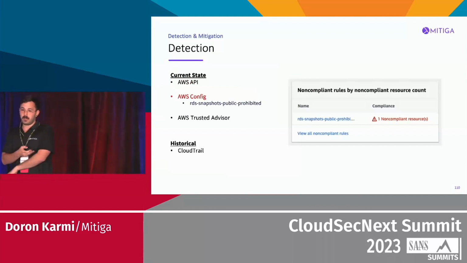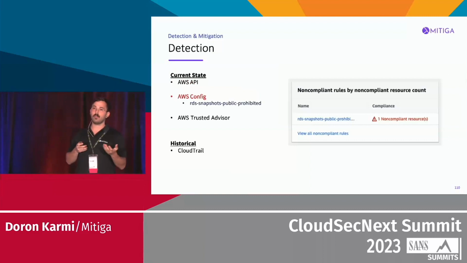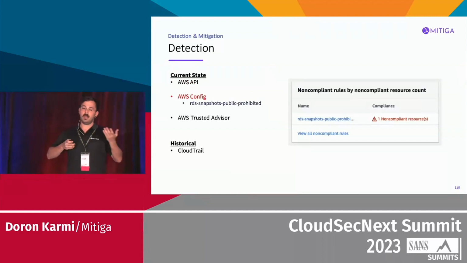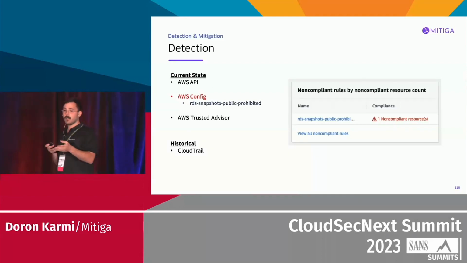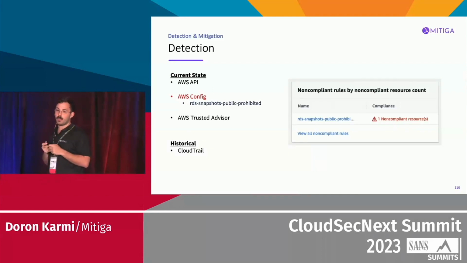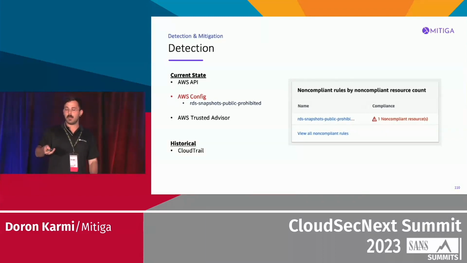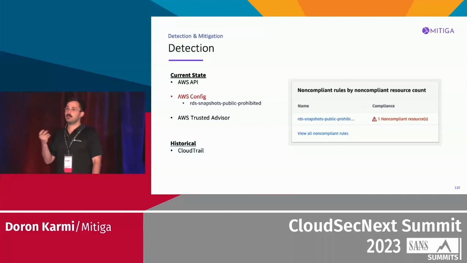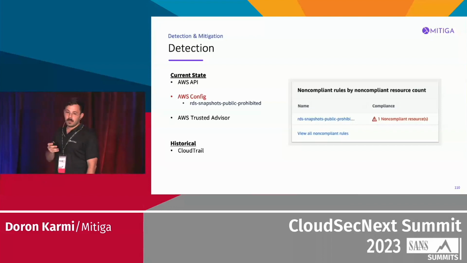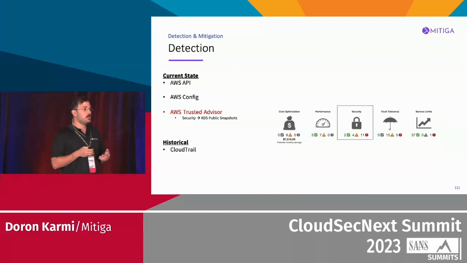AWS Config is a tool provided by AWS. It's a dashboard that is composed of different rules. Some of them are pre-built rules by AWS, but you can also modify those rules or create new rules based on your needs. One of these rules is RDS snapshot public prohibited. Once you enable this rule, you would be able to see under compliance if you have non-compliant resources, which means public RDS snapshots.